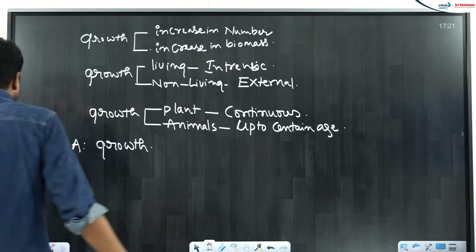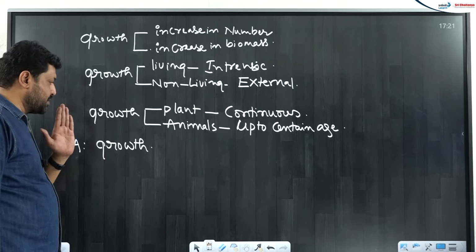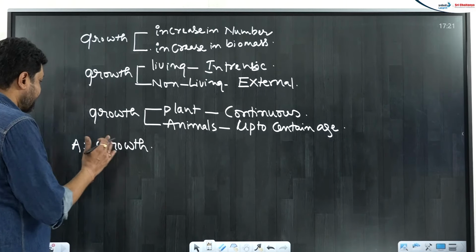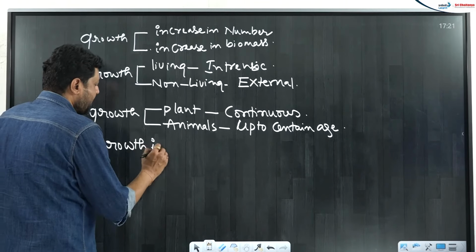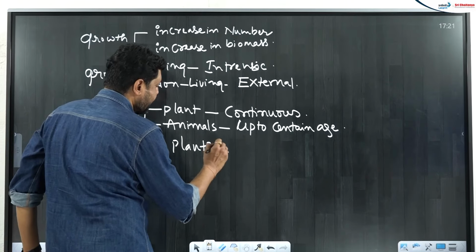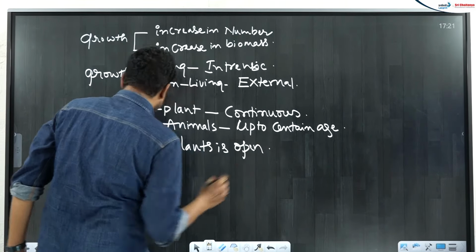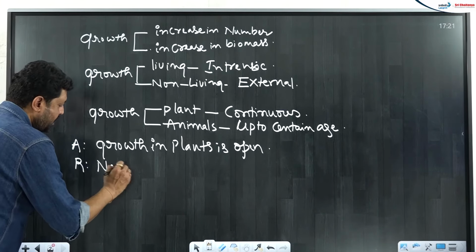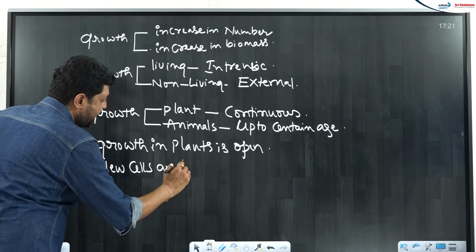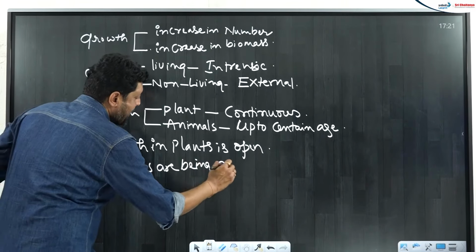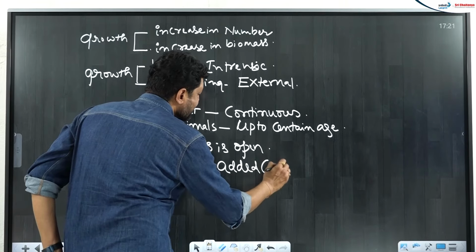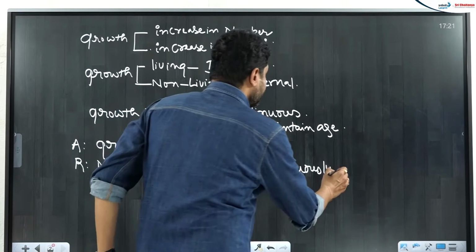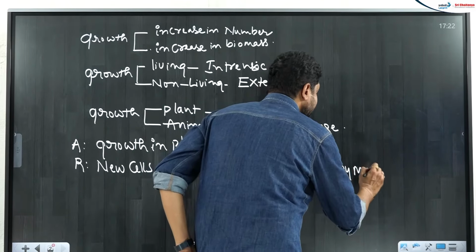So in NEET, you cannot expect whether the question is from the Living World or from Plant Growth and Development. That is why certain concepts were deleted. Growth in plants is open. Assertion: growth in plants is open. Reason: new cells are being added continuously by meristems.